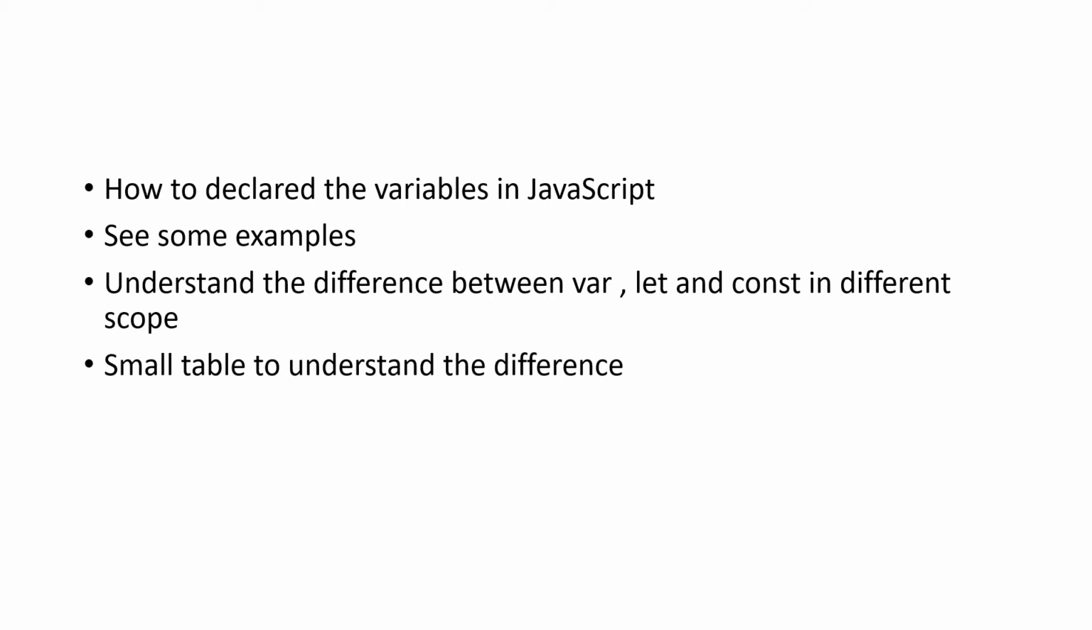So yeah, now let's see how to declare a variable in JavaScript. We'll also be seeing some examples of how to declare variables in JavaScript, and while declaring the variables, we'll also see what is the difference between var, let, and const in different scopes. I'll also provide a small table. It will help us understand what the exact difference is, and you can refer to it whenever you want. It is very easy to understand.